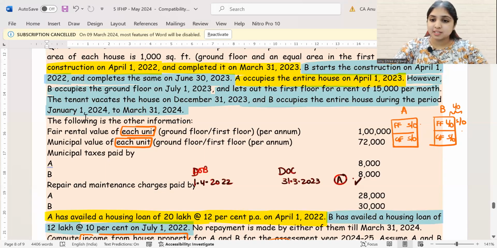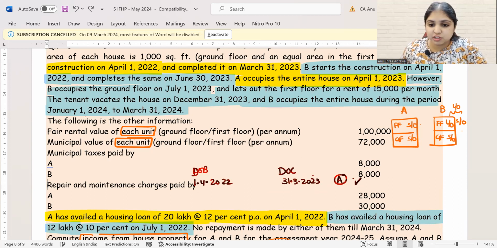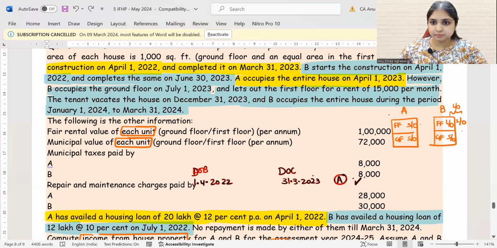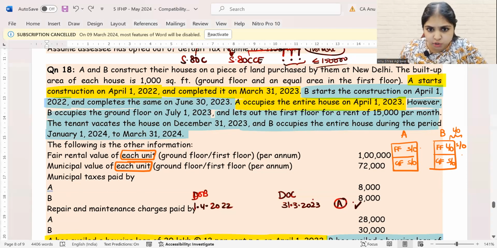Now look at the question. When did we complete the construction? Tell me. See, we have all the dates here itself. Date of completion of construction is 31st March 2023. One small correction in the question. Date of completion is not 31st March 2023. Date of completion is April 1, 2023. Please make this correction.